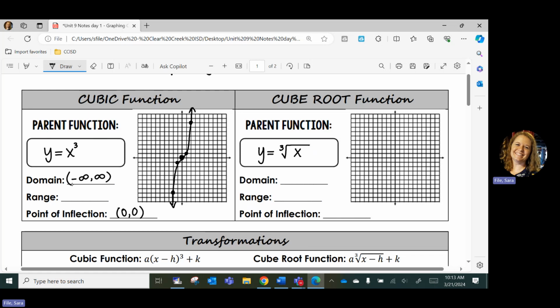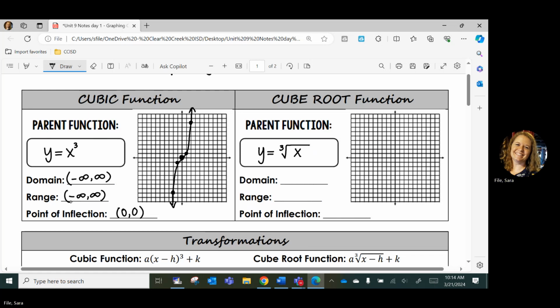What about the range? Still all real numbers. It's bottom to top. Remember, range is your Y values. So it's going down forever, it's going up forever, and there's no gap or break. There's no asymptote, no hole, nothing. It is continuous from negative infinity to positive infinity for the range as well.